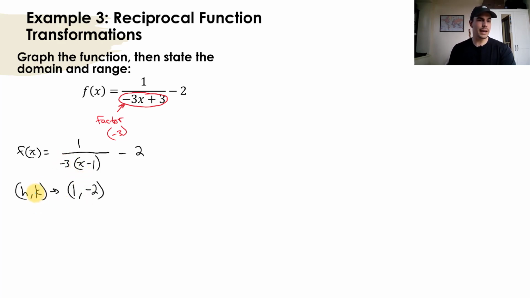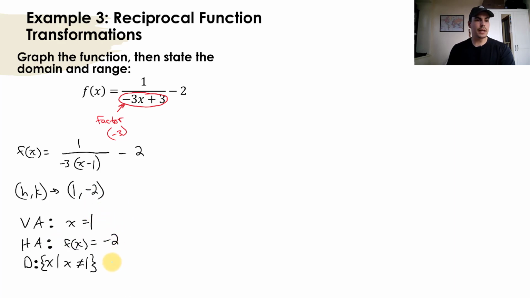But my h and k now, my h, you might have thought was negative 3. That's actually going to be 1 here, because this is our proper transformation form. Then my k would be negative 2. And again, we can get our vertical asymptote right from h and k as x equals 1. Horizontal asymptote, f of x equals negative 2.